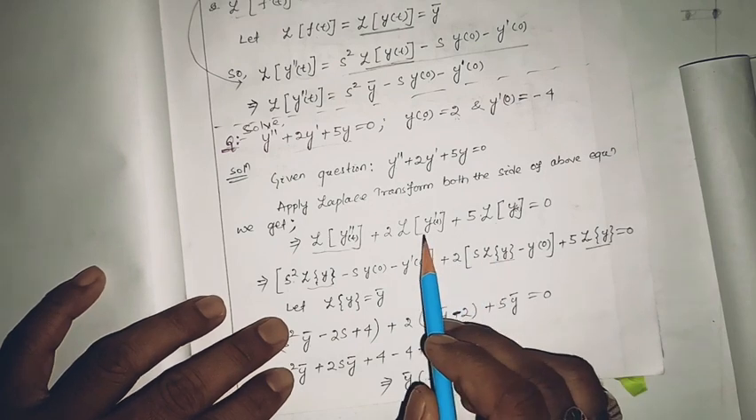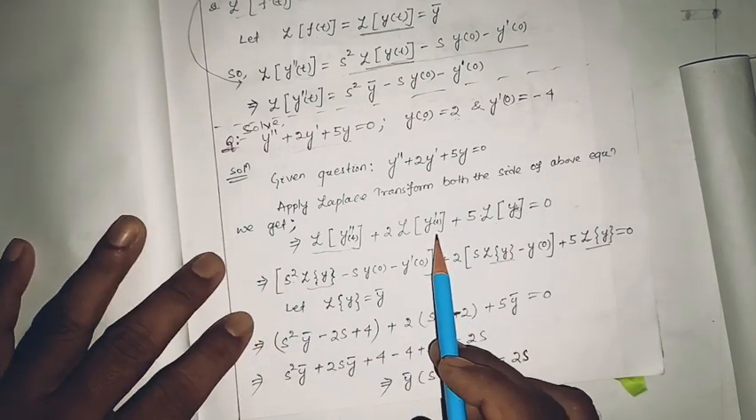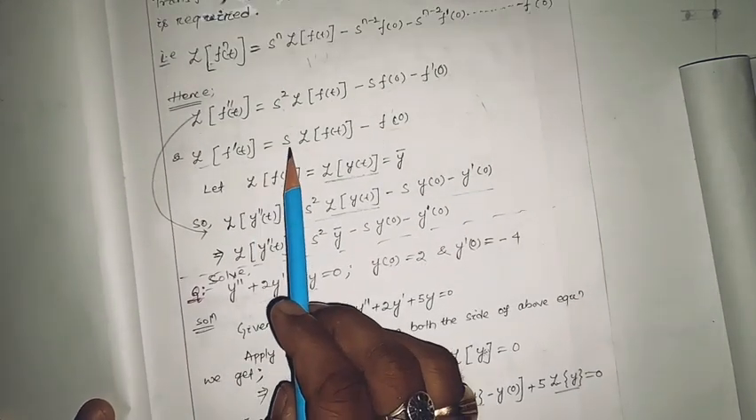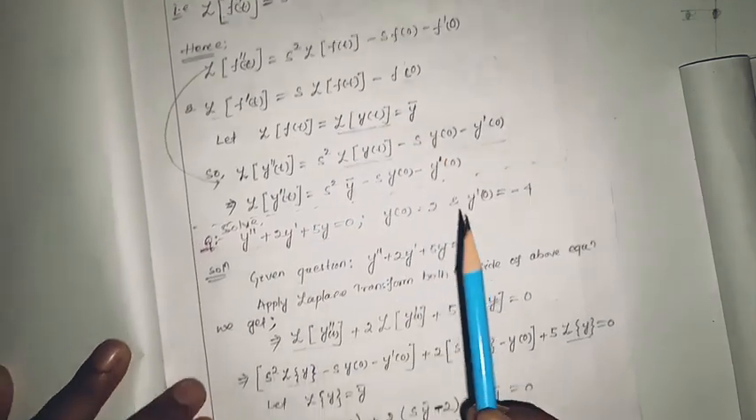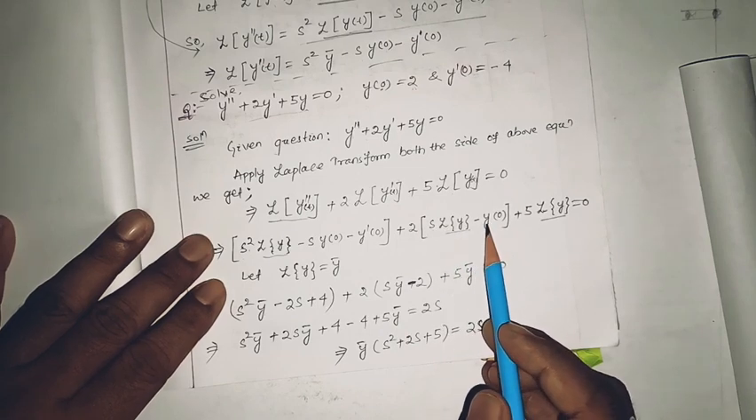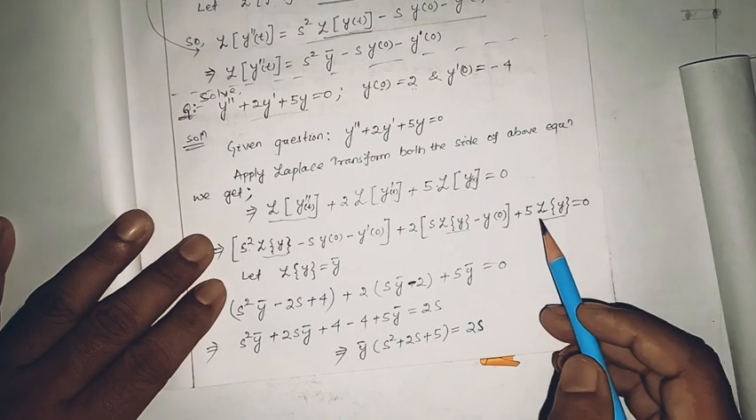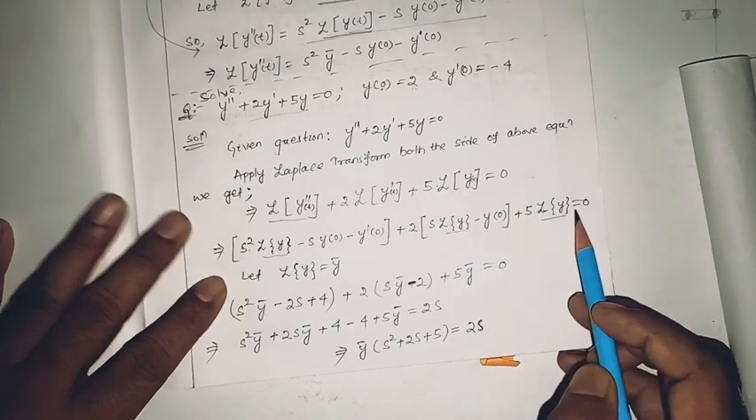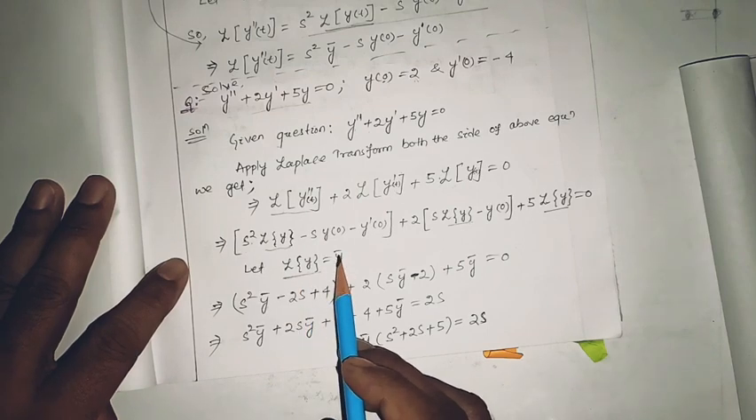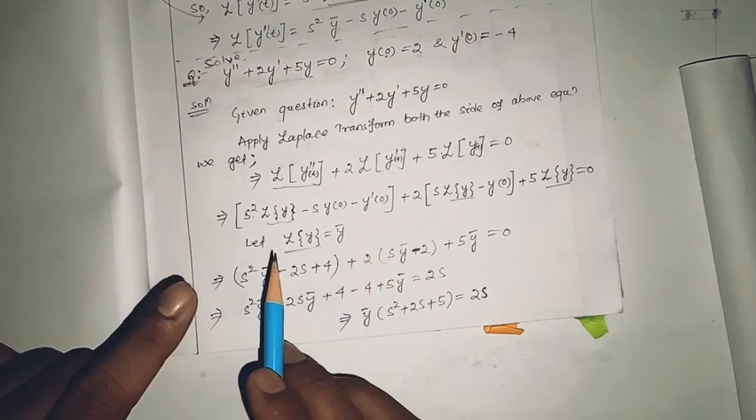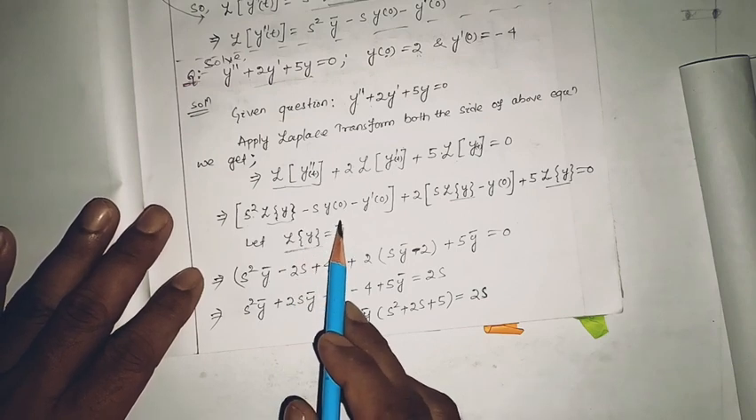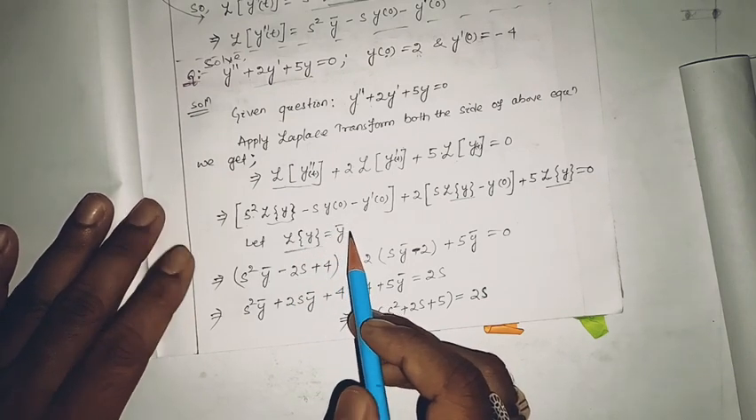Plus 2 Laplace transform of the first derivative of y(t), which here will be s Laplace transform of y minus y at t equal to 0, plus 5 Laplace transform of y, equal to 0. Now we consider that Laplace transform of y equals y bar. For simplicity of representation, we consider Laplace transform of y equal to another symbol, y bar.